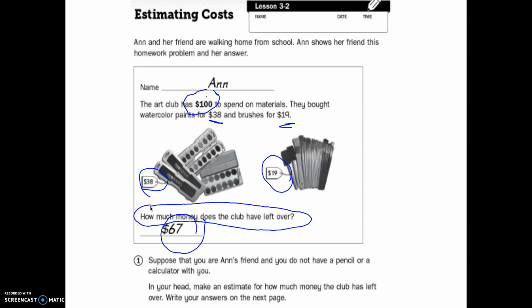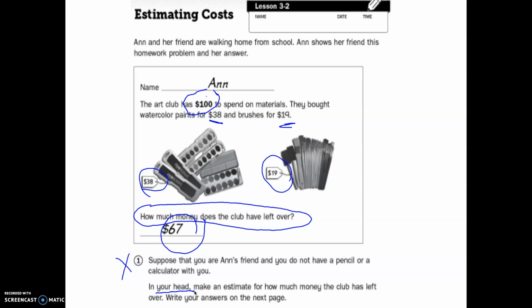Well, again, let's look at number 1. Suppose that you are Anne's friend and you don't have a pencil or calculator with you. In your head, make an estimate for how much money the club has left over. In your head, ladies and gentlemen. That means you're going to estimate the numbers of what she's spending to a close but easy to use number, because you want to do it in your head.